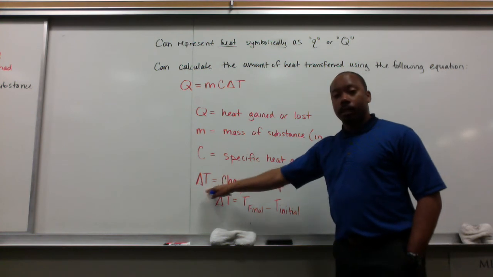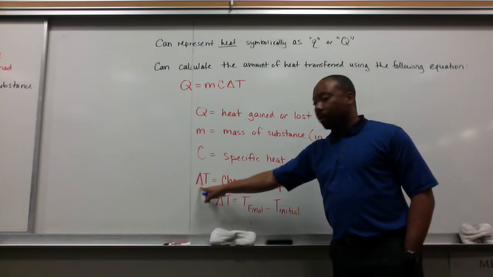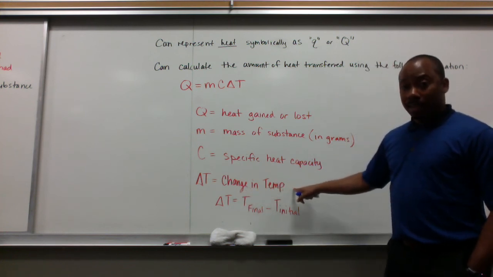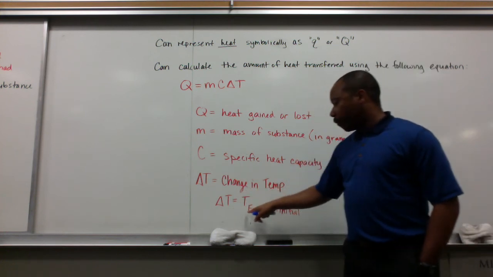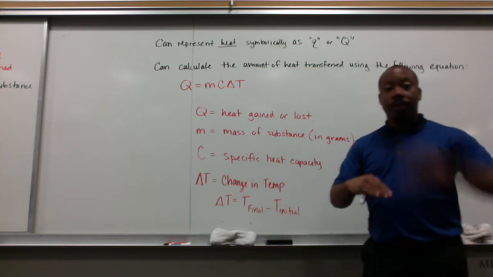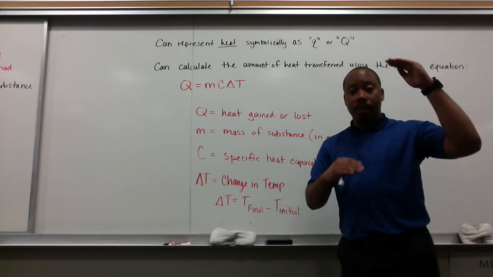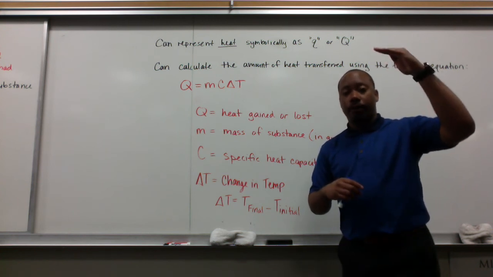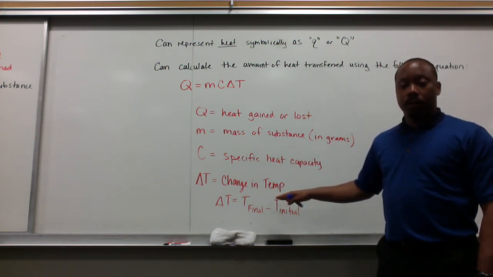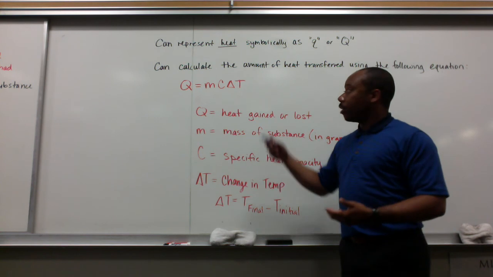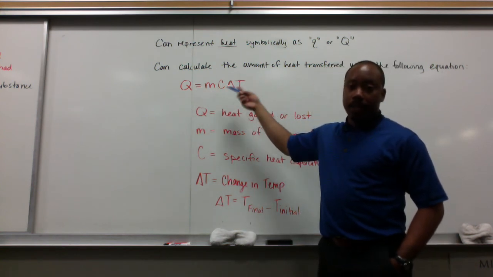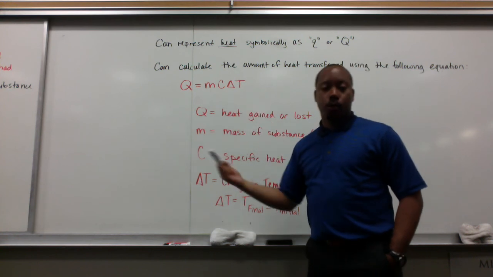Delta T, this little delta symbol, this triangle here, means change. So it's a change in temperature. What that means is delta T is your final temperature minus your initial temperature. Because you started somewhere and you finished somewhere. To find your change, you take where you finished, and you subtract from it where you started, and that gives you your delta T. So in any given problem, you'll be given 3 of these variables, and you'll solve for the 4th one that's the unknown.